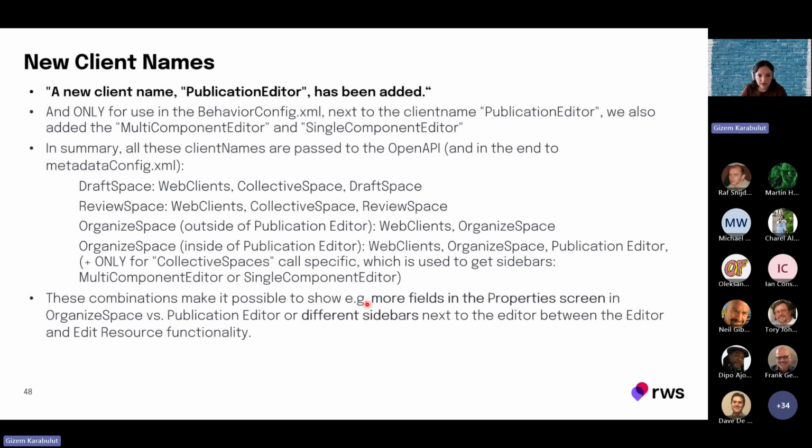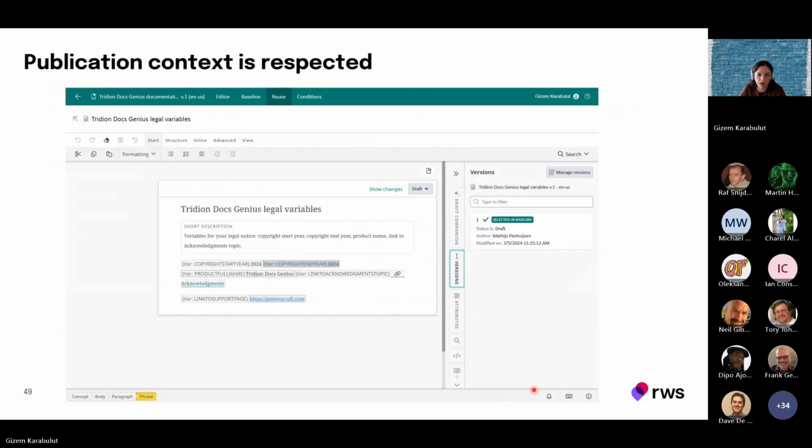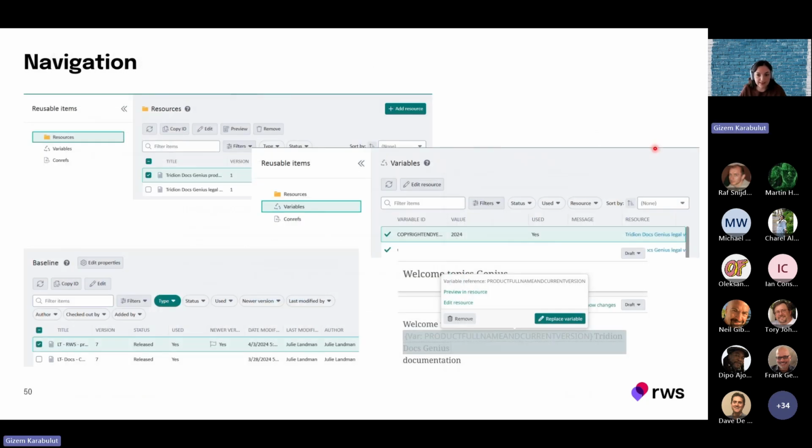So these client names are passed to the Open API, and the idea is that by using different combinations of them, users can define different sidebars in the editors and customize the views for the multi-component editor and single component editor. And the single component editor, first of all, respects the publication context. And it can be opened from different places.